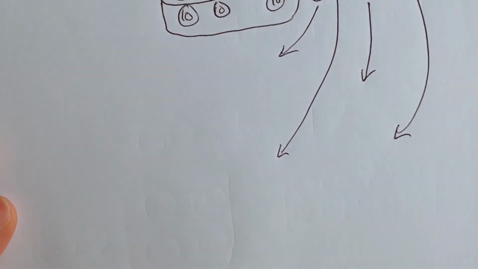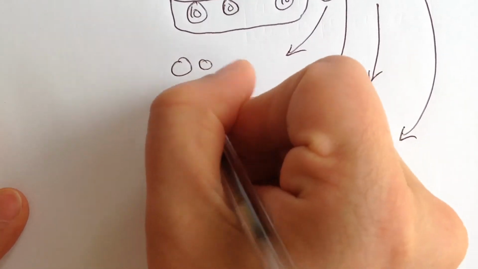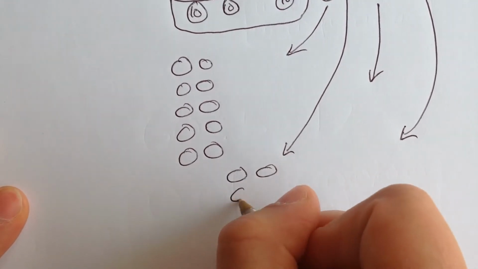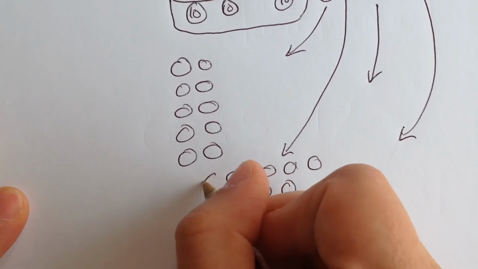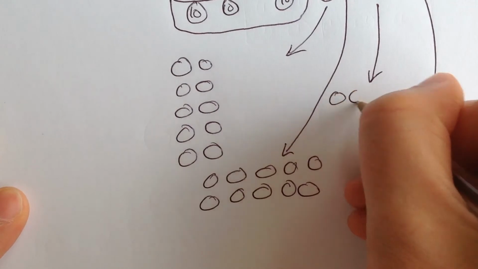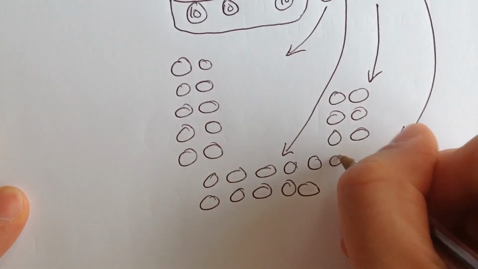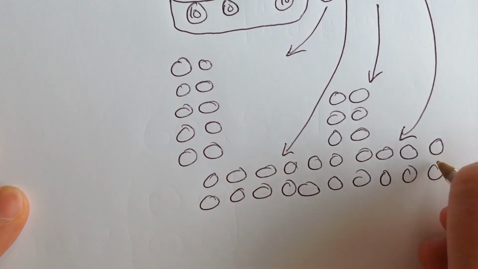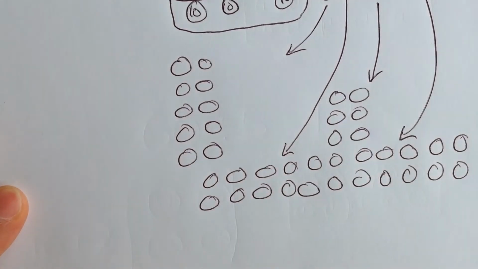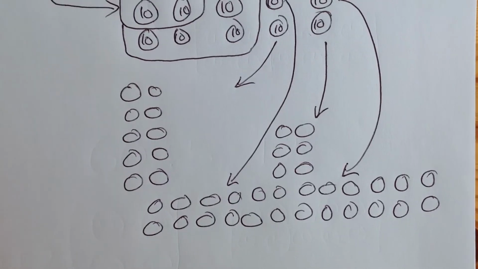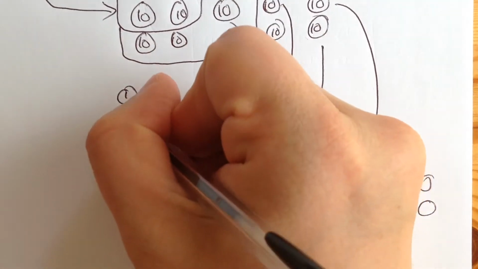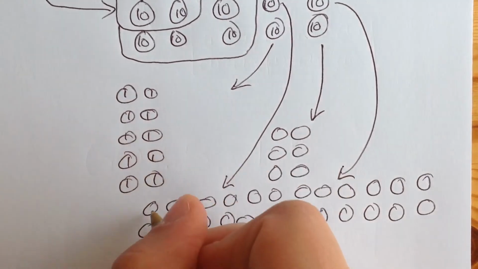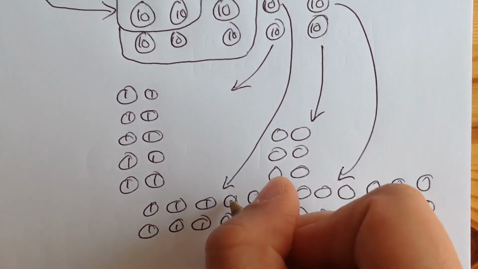So let's get going. 1, 2, 3, 4, 5, 6, 7, 8, 9, 10. Wow, loads and loads of counters here. I'm going to make these all ones because I've taken 4 tens and I've made them into 40 ones.